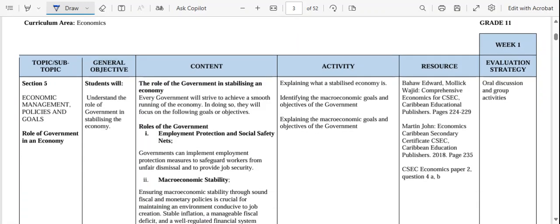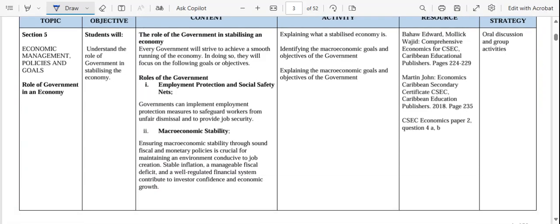We also have macroeconomic activity. So take your rest on your bed or listen to this from afar. Ensuring macroeconomic stability through sound fiscal and monetary policy is crucial for maintaining an environment conducive to job creation. Stable inflation, a manageable fiscal deficit, and a well regulated financial system contribute to investor confidence and economic growth.